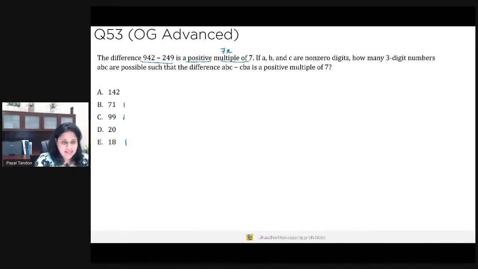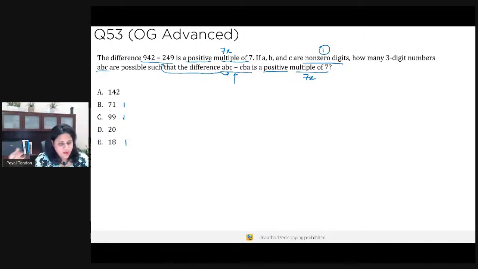If A, B, C are non-zero integers, how many 3-digit numbers ABC are possible such that the difference ABC minus CBA is a positive multiple of 7? So now this is where you didn't really need to do any calculation, because this is simply a representation of ABC minus CBA. All the question is asking is, if A, B, C are non-zero digits, so that's constraint number 1, how many 3-digit numbers are possible such that this difference ABC minus CBA is a positive multiple of 7, of the form 7x. That's what the question statement is asking you to find.